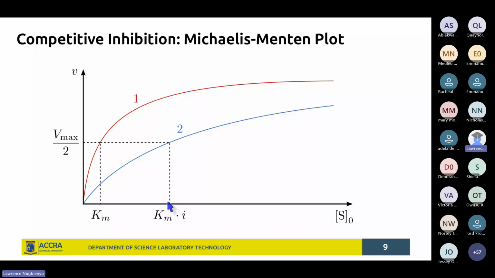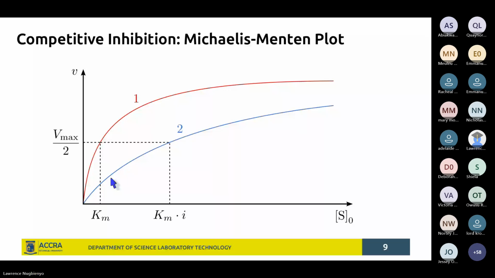And so if the maximum rate of the reaction is constant, then of course, half of it is also constant, unchanged. And so you realize that Vmax over 2, which is half of the maximum rate of the reaction, is the same for the normal reaction and the inhibited reaction. So that is for competitive inhibition.